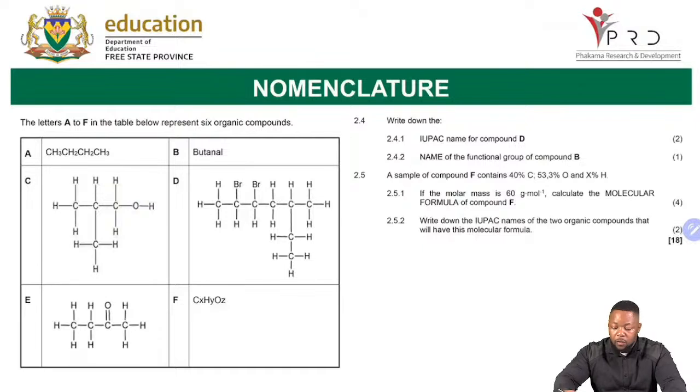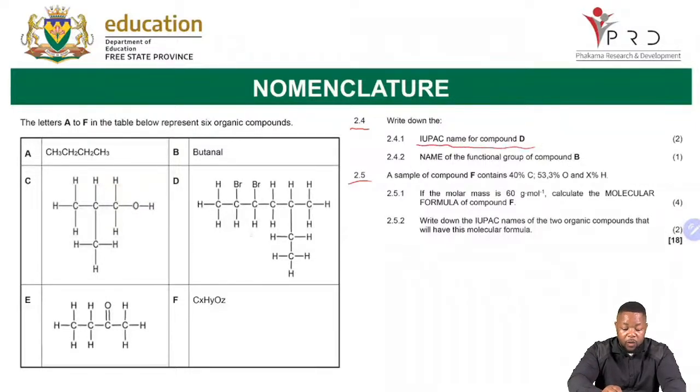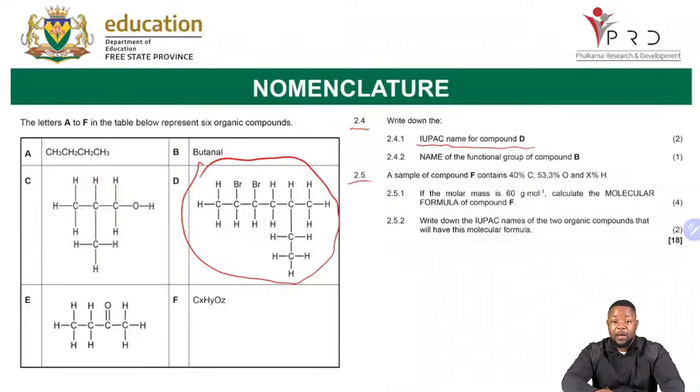Okay, we go now to the next question. That is 2.4. We have looked at the first part of the questions. We continue with 2.4 and 2.5. And 2.4.1 says the IUPAC name of compound D. We want to name this compound, which is compound D. Remember the rules we have talked about today, that we need to start by identifying the longest chain. So let's start by identifying the longest chain.